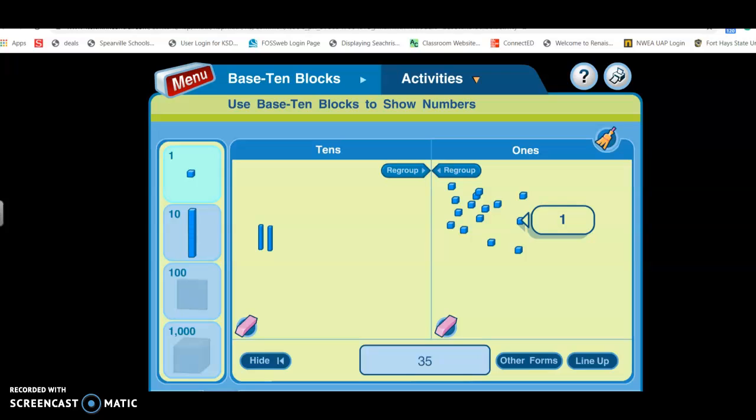I don't know if you can count those very well. How many tens do we have? Everyone? 2. And how many ones did I put on there? Can you guys tell? 15. Yes, 15.